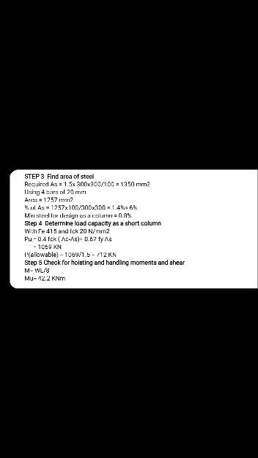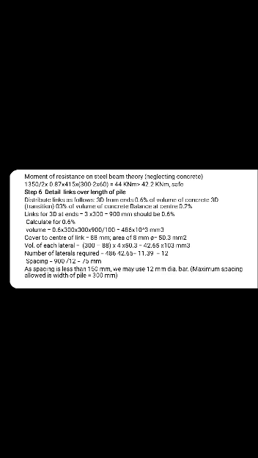Step 5. Check for hoisting and handling moments and shear. Maximum moment on handling occurs when the pile is picked up at one end. Therefore, M is equal to WL by 8. W is obtained as 0.3 into 0.3 into 25 into 10, which is 22.5. When substituting in MU, we'll get 42.2. Moment of resistance is found out. Moment of resistance is obtained as 44, which is greater than 42.2. Therefore, it is safe in the worst handling moment.